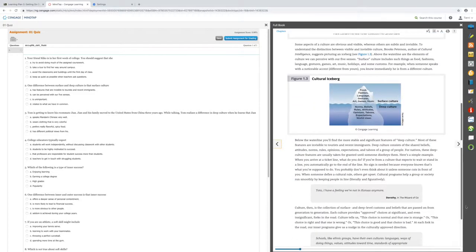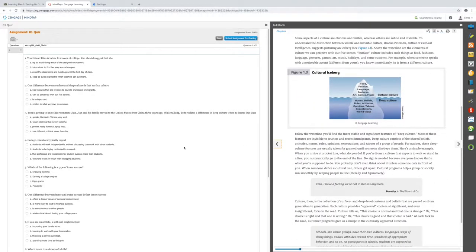This is surface and deep culture. Then you can read through the question and you just hit the toggle. Once you're done, you must hit submit assignment for grading. So that's the one thing to make sure that you do. Okay, so that is the quiz.